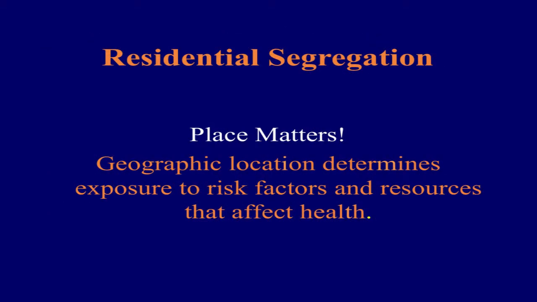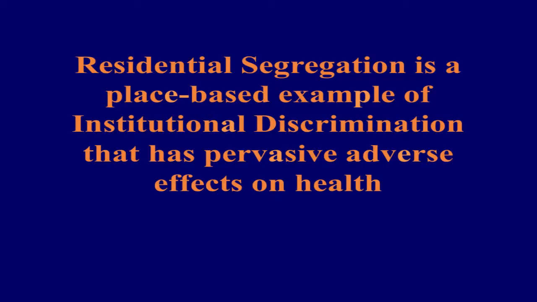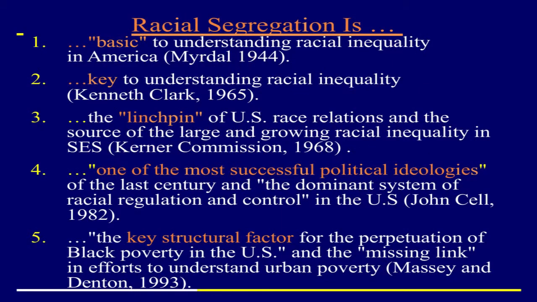So residential segregation, where you live, matters. Geographic location determines exposure to risk factors and resources that affect health. So it's not everywhere in Brooklyn that has a problem, right? You know the communities, right? It's not everywhere in New York City that has a problem. It's certain neighborhoods. And guess who lives in those neighborhoods? So residential segregation is a place-based example of institutional discrimination that has pervasive adverse effects on health.